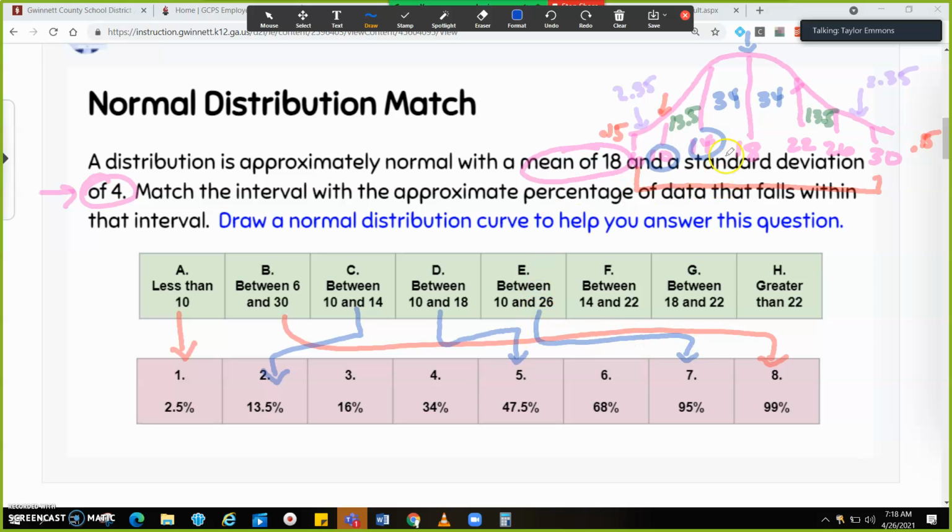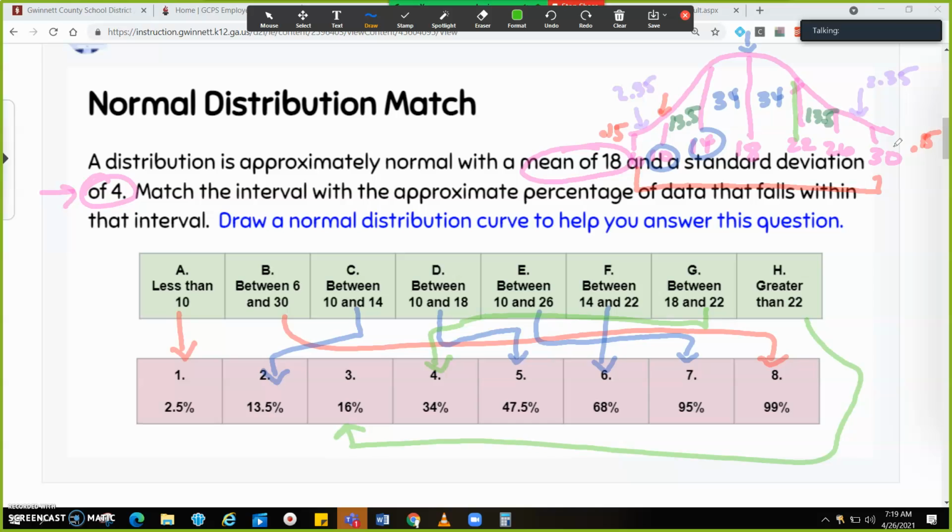And then 14 to 22 is going to give us 68%. And 18 to 22 is going to give us 34%. And greater than 22, that means that we're going to start at 22 and go to the right. So that's going to be 13.5 plus 2.35 plus 0.15, which is going to give us 16%. Okay, so the numbers underneath the normal distribution are not going to change.